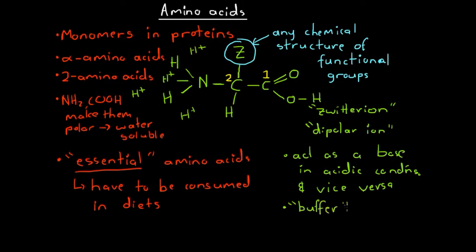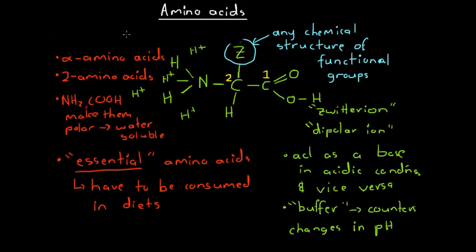What it means by being a buffer is that it counters changes in pH in just that way. It kind of absorbs some of the changes in pH, so that the net effect on a solution containing an amino acid is reduced when we add hydrogen or add hydroxide. So that is what it means to be a buffer. Now we're going to look at two brief examples here, two brief examples of ways that we have to look at our amino acids.